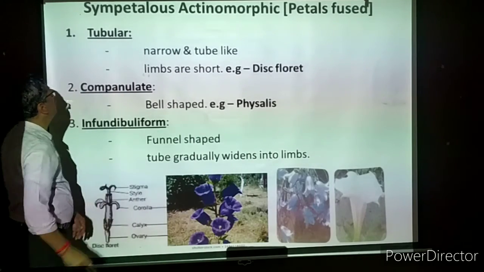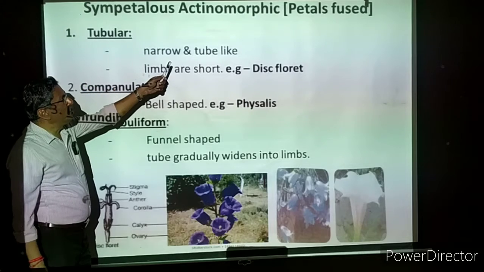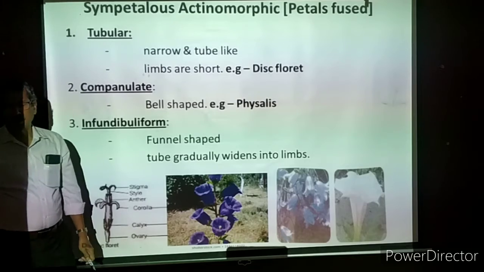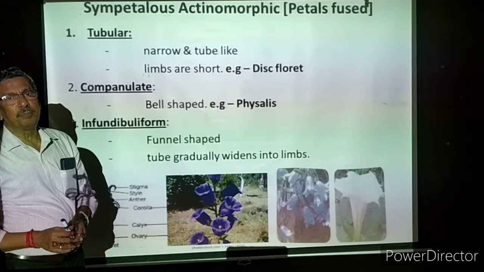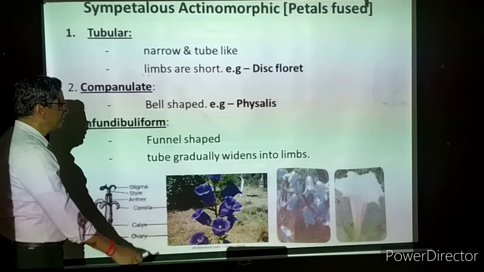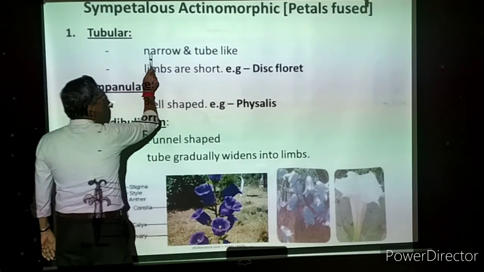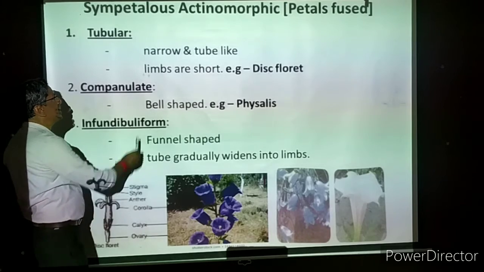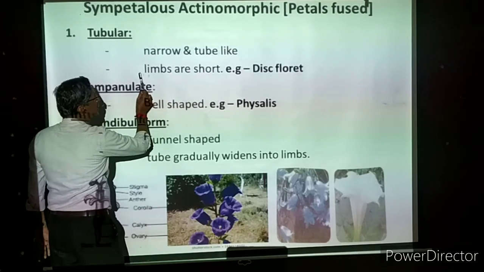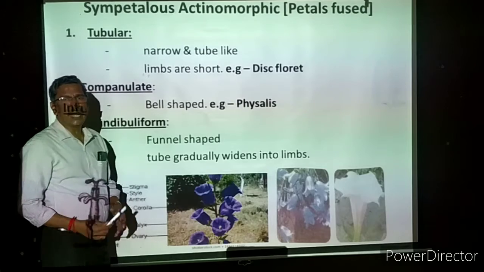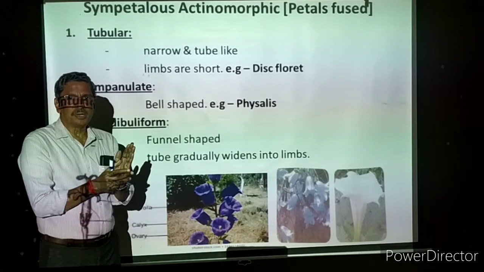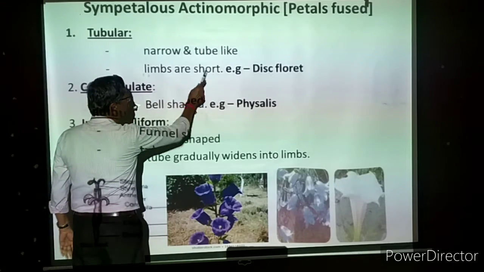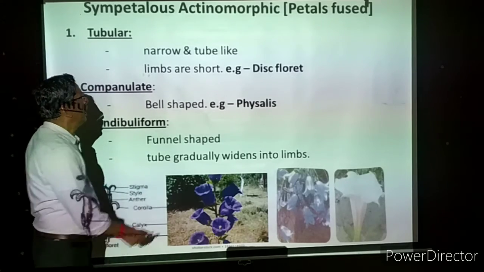What are the different types of sympetalous, actinomorphic corolla present? We have to see. Now the first one is tubular. The corolla is giving the appearance of a tube, narrow and tube-like. The limbs are short. Already I told you, the claw is the bottom part and the limb is the broadened part. But here the limbs are shorter, they are not very long.